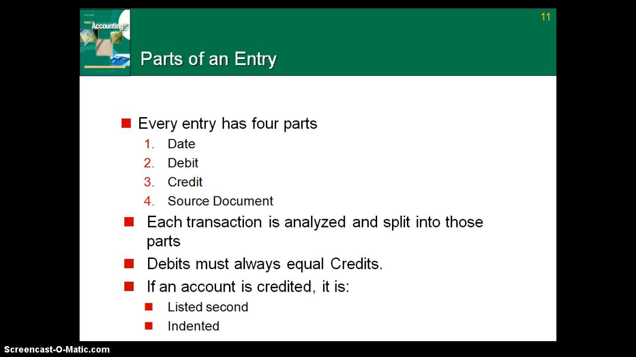Finally, or not quite finally, when we look at entries themselves, each one has 4 parts: the date, the debit, the credit, and the source document. Things that we just saw on the general journal a couple slides back. Each transaction is analyzed, and then you split those into those parts. Debits must always equal credits. If an account is credited, just like Chapter 2, you're going to list it second. However, you're going to indent it.